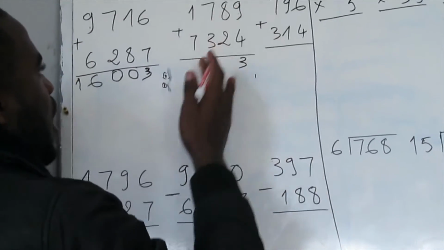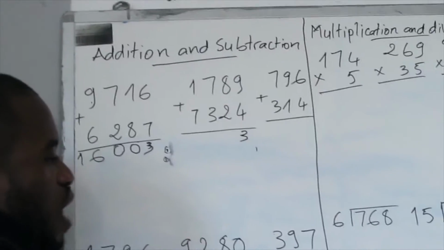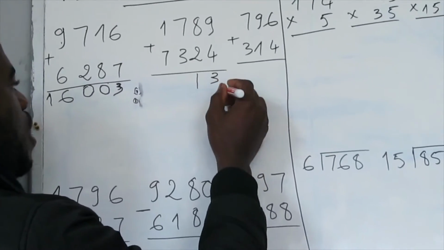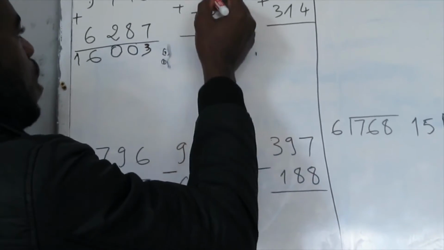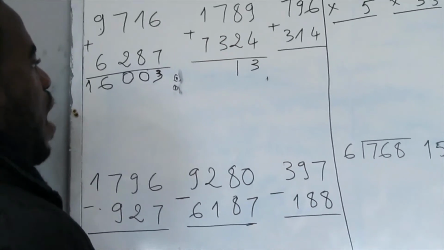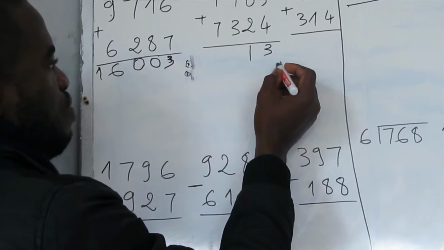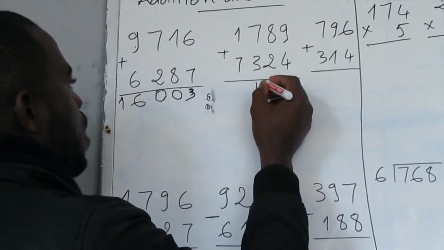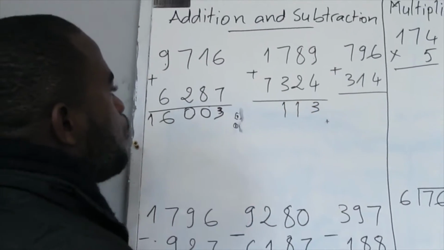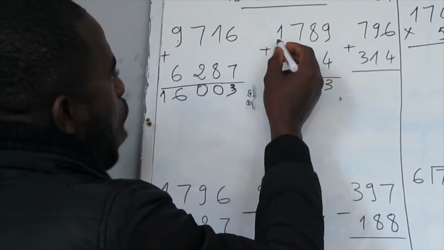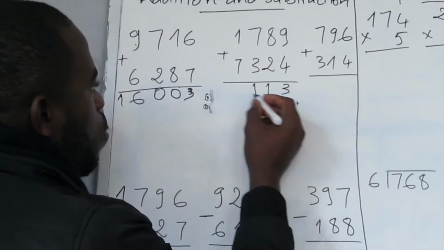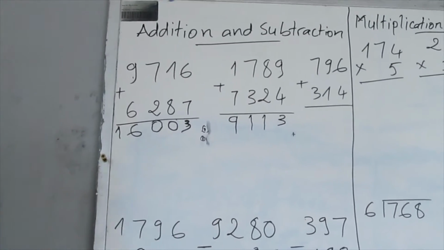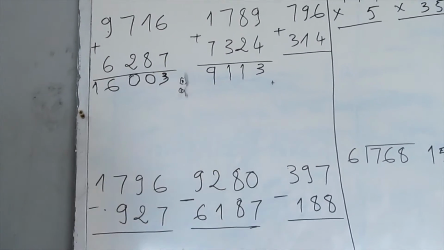Now we go to the next line. 8 plus 2 equals 10, plus the carry 1 equals 11. Now 11, you carry 1 again. Now 7 plus 3 equals 10, plus the carry 1, 11. We write 1, we carry 1 again. Now, the last one, 1 plus 7 equals 8, plus our carry 1 equals 9. And this is our answer.